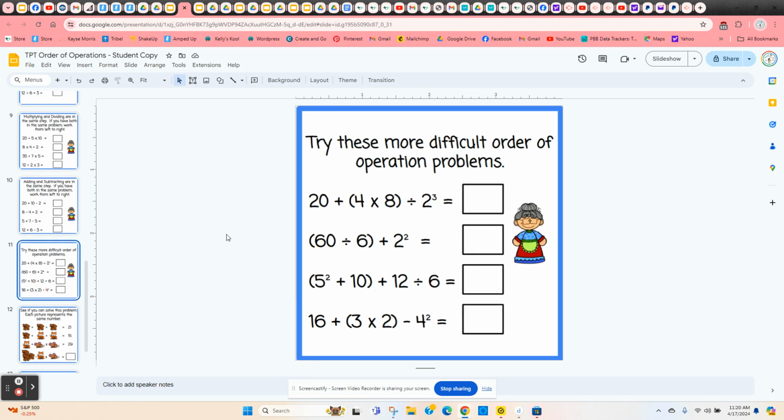And then on slide 11, they've got 4 more difficult problems they have to solve, and they have to go through and decide which operations first, second, and third, and so on, and then type the answer in the boxes.